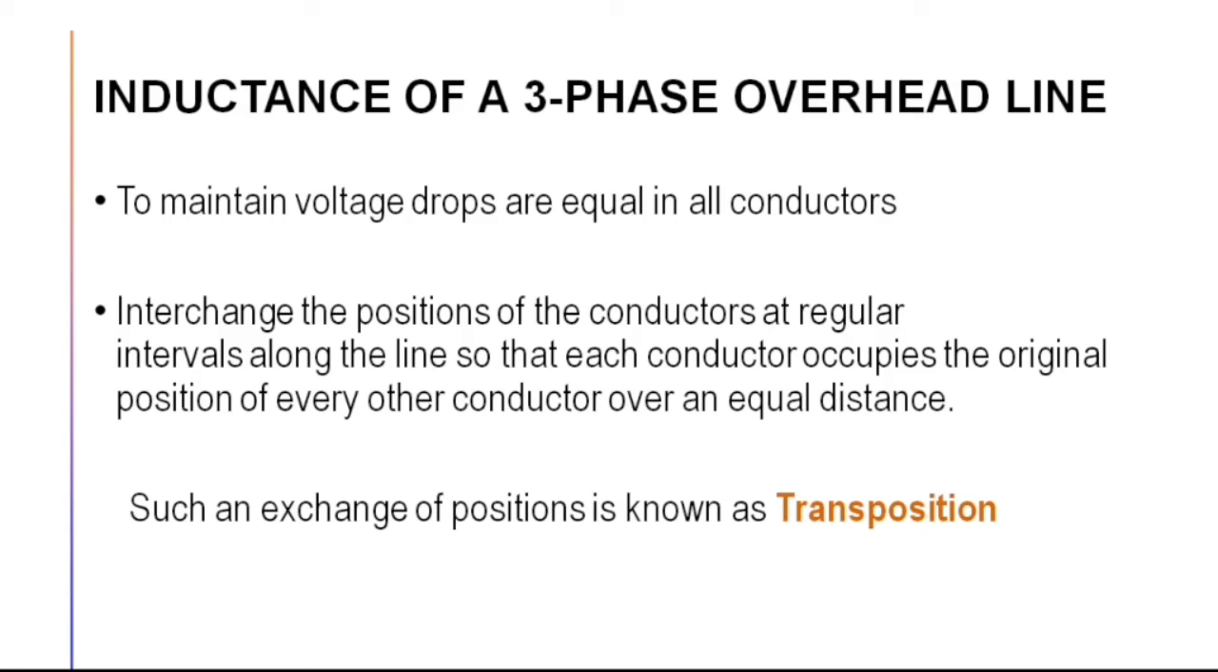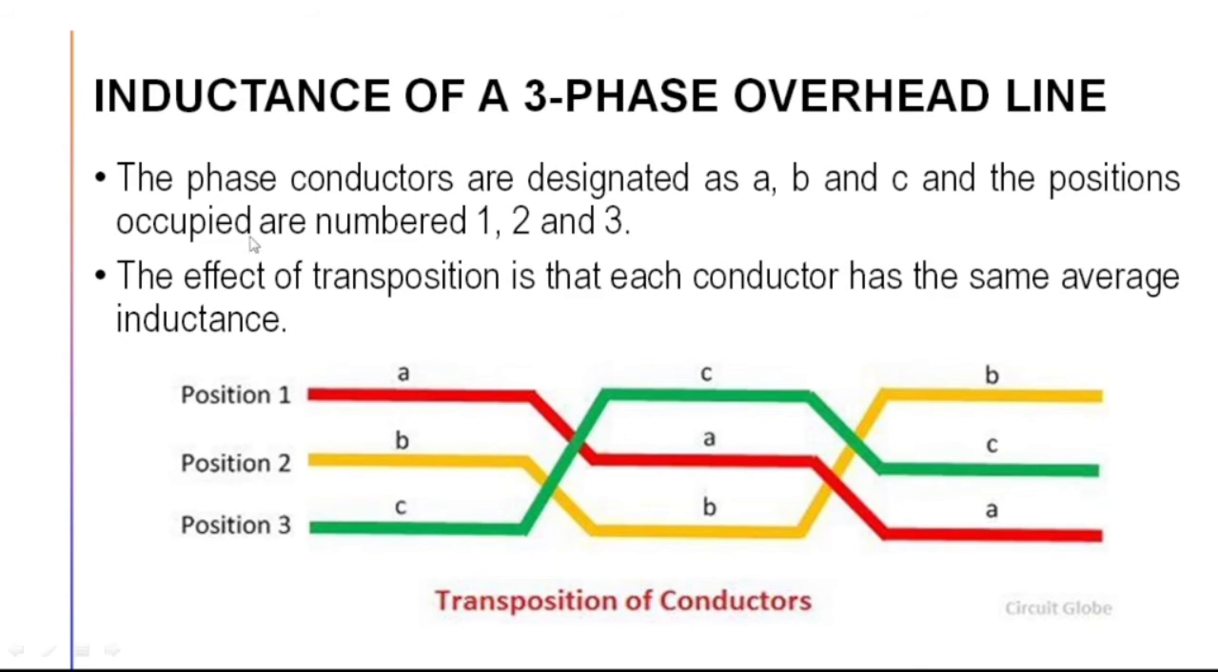Observe this diagram clearly. The phase conductors are designated A, B and C, and the positions occupied are 1, 2 and 3. That means phase conductor A occupies position 1, and after that, phase conductor A occupies position 2, which was the position of conductor B previously.